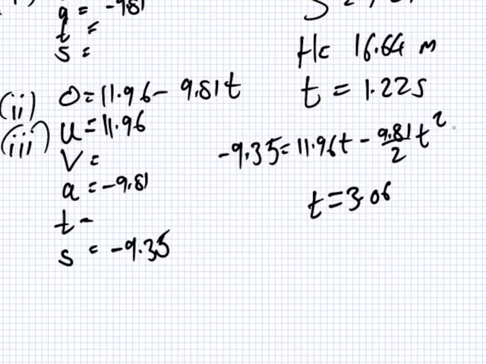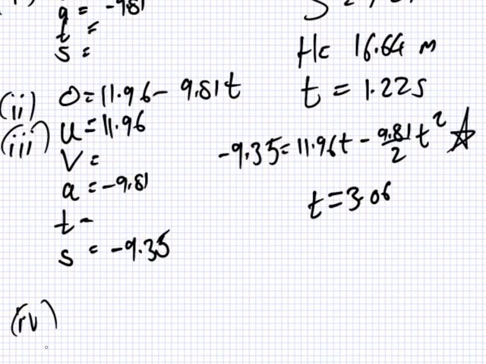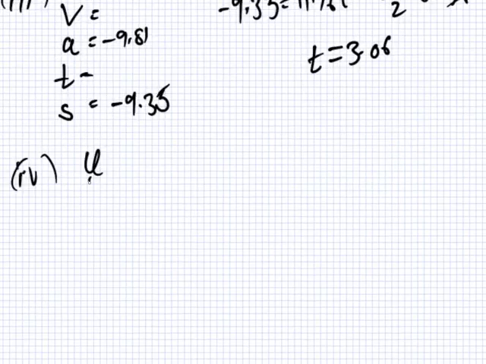Now, what type of equation is this here? Quadratic, so that's easy. I rejected the negative answer. Right, next. How far does it travel when it hits the ground? Horizontally. So if I look at the horizontal part now, UVATS, what's the U horizontally?